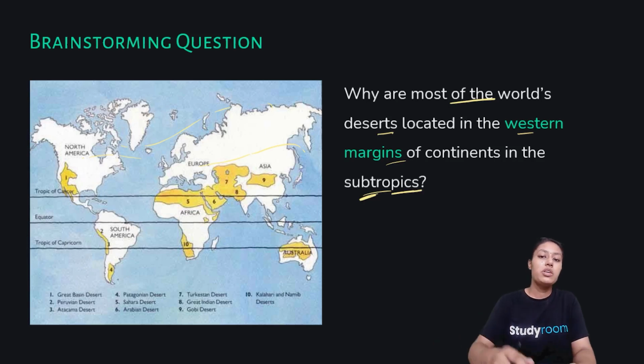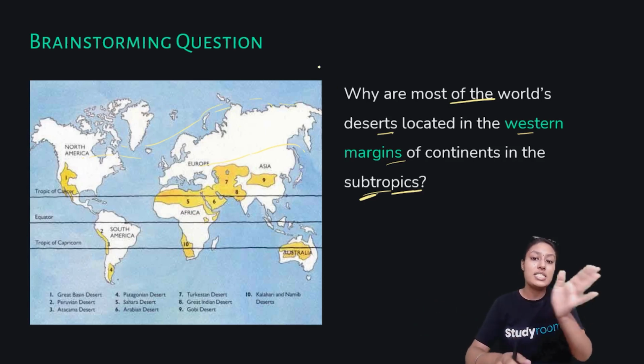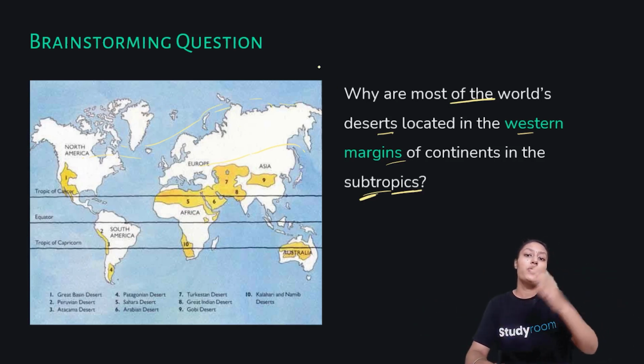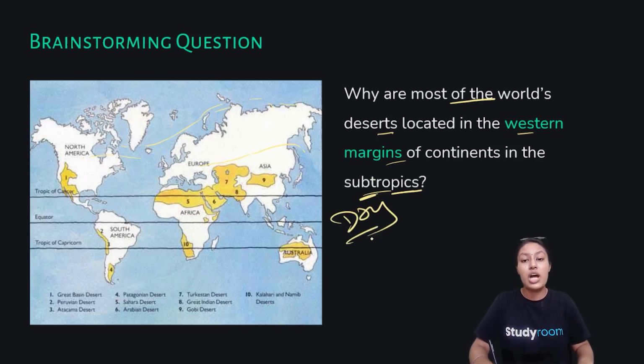When the winds move towards the western sides, the winds which move are dry winds. Usually they are dry winds, bringing a very hot climate to the areas where they reach. So that is the reason why most of the deserts are in the west margin. Also, it leads to no rainfall, of course, because the winds are dry.